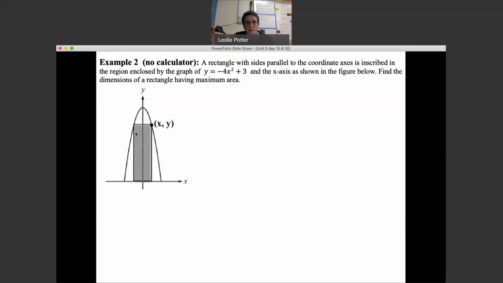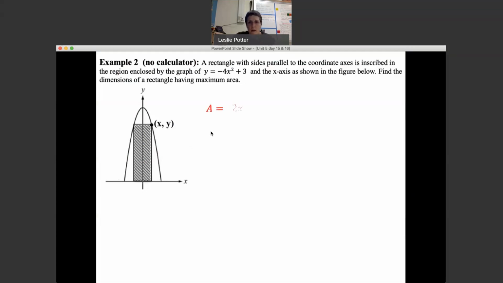So this rectangle is enclosed by the graph of the parabola and the x-axis. So considering that's the inside of the inscribed rectangle. This is find the dimensions of the rectangle having maximum area. So we're trying to maximize area.